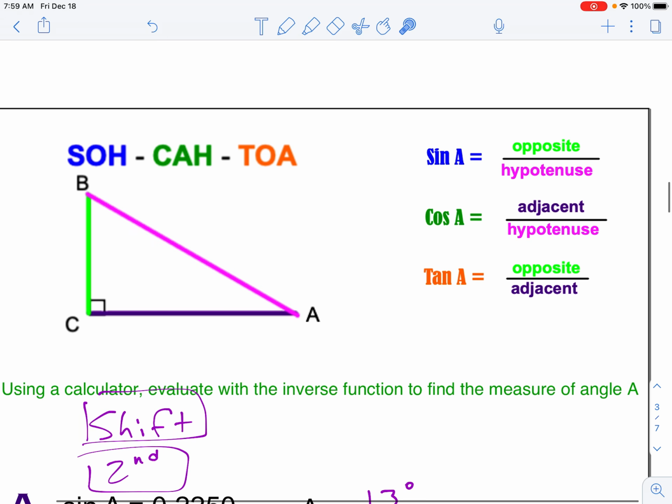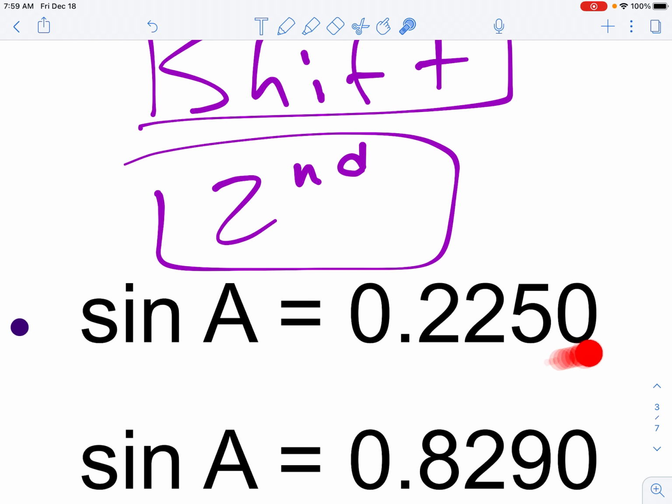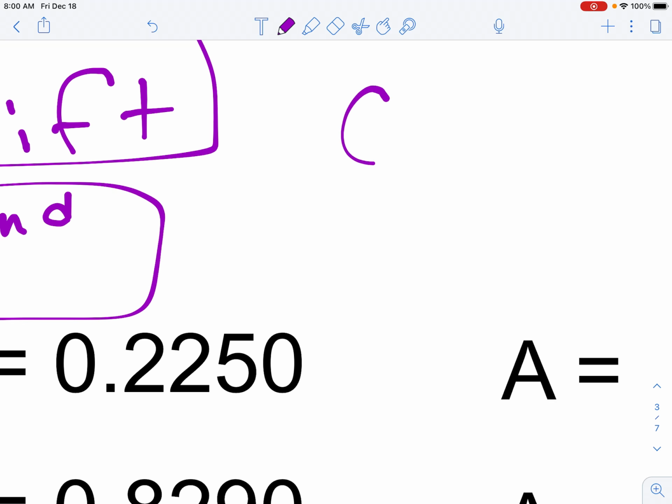So what you need to do is look for the shift or the second button. It might be an arrow key, so I'll show you what those might look like on certain calculators. But the idea of what we're going to try to do is we have an equation where the sine of an angle is equal to 0.2250, or back on the first day of this, we had the cosine of our angle.